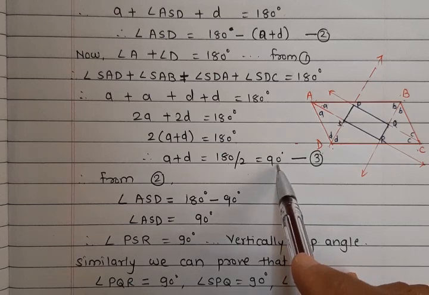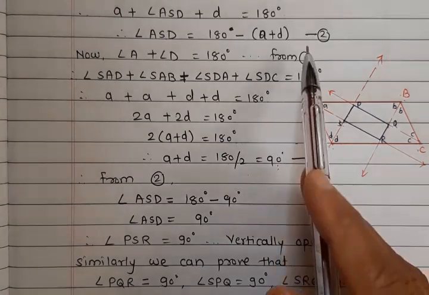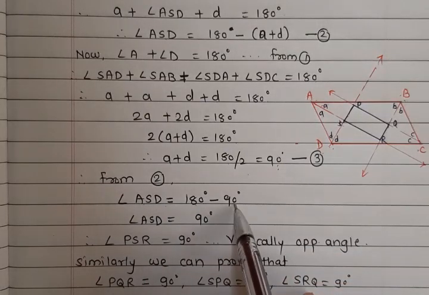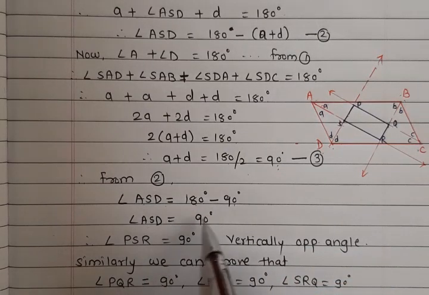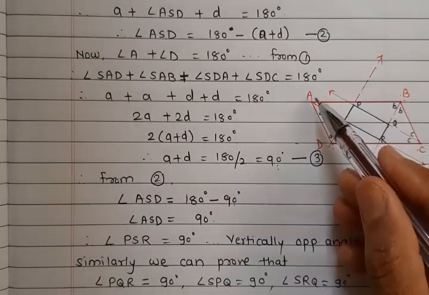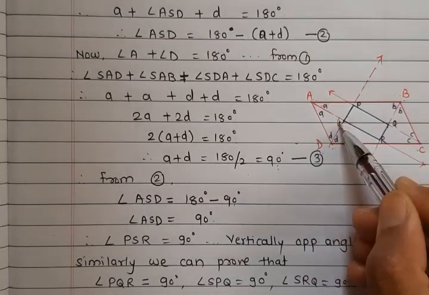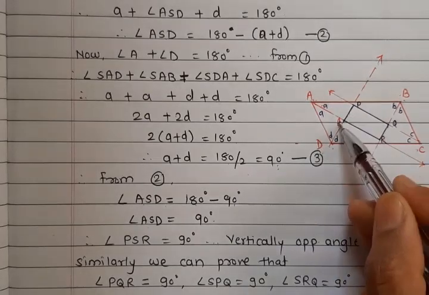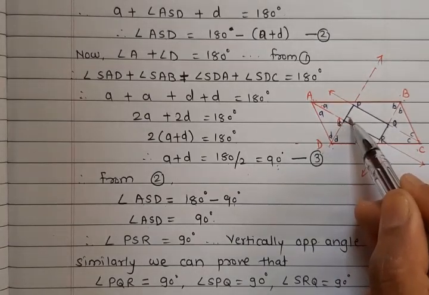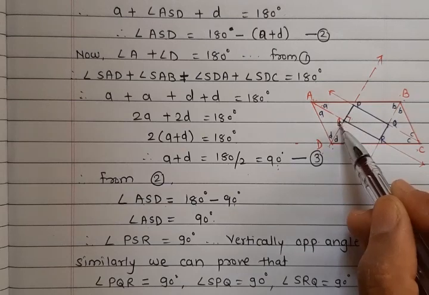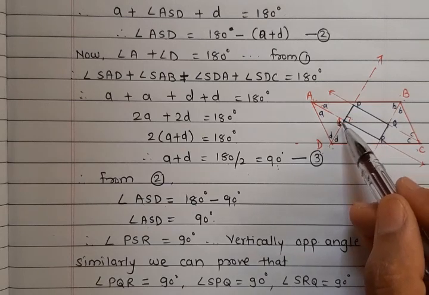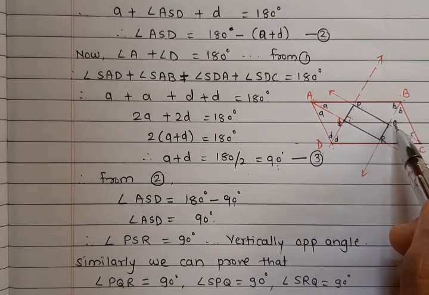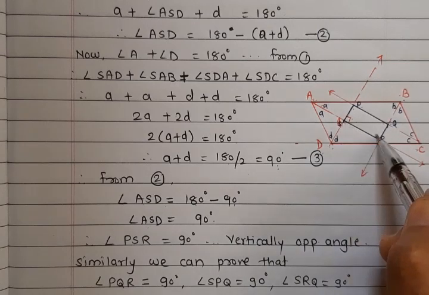Now this value of A plus D we have to substitute in equation 2. So we get angle ASD equals 180 minus 90, so angle ASD equals 90. See here, look at the diagram: this angle ASD we got as 90. If ASD is 90, that means angle PSR is also 90 because these are vertically opposite angles. Similarly, we can prove that angle SPQ is also 90, then PQR is 90 and QRS is also 90.